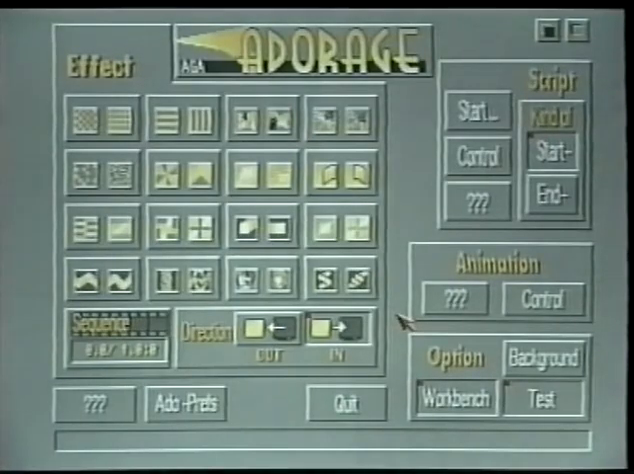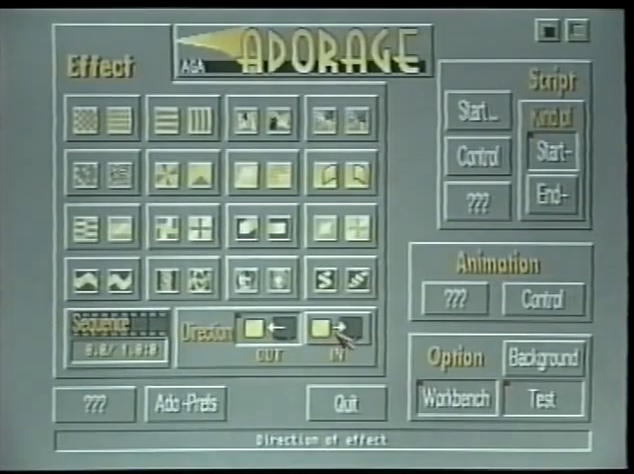We won't detail all the controls on the main screen. These are covered in full in the manual. I'll just explain the ones we'll be using during this tape. Direction button switches between in and out to set the direction of the effect. The animation control button gives access to the play and file buttons used for viewing and saving the animation.